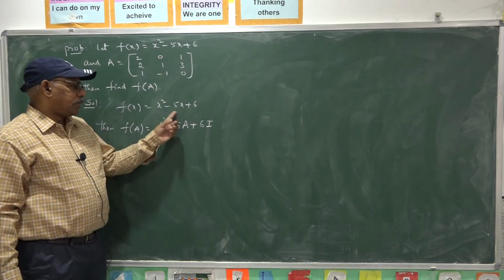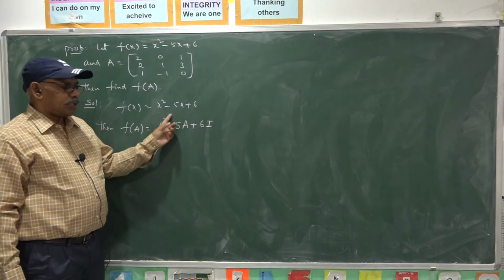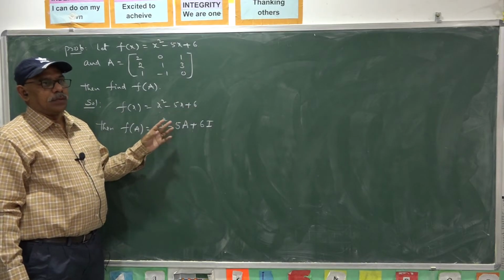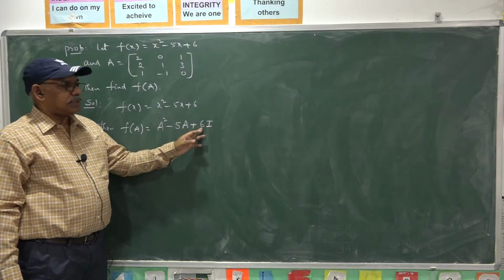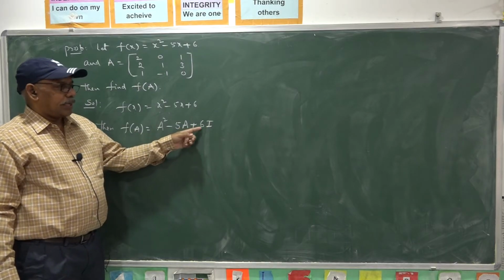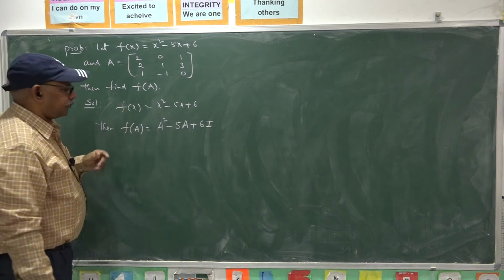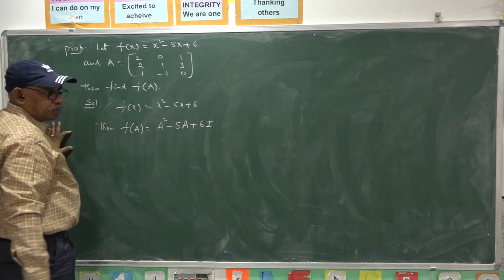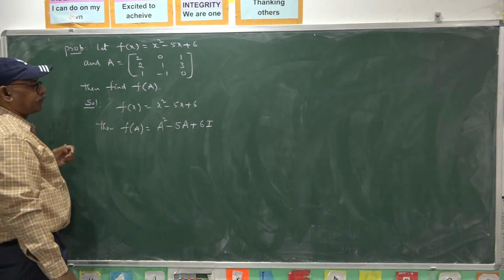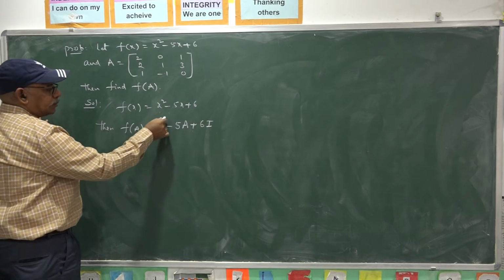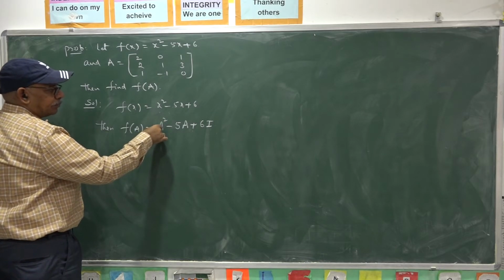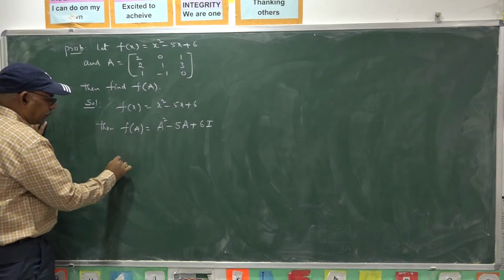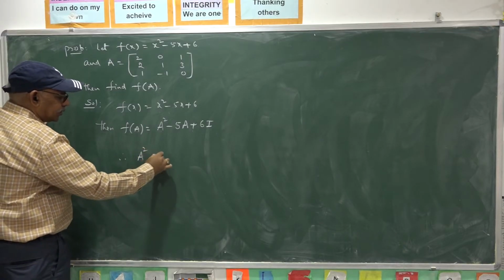Because previously I told you, since it is a matrix, you cannot add a constant to the matrix. For that, I am writing here 6 into I. By writing this, there is no change in the value. So f of A is given by A square minus 5A plus 6I, the matrix polynomial. To find this, you need A square, that means A into A, the product of A with itself, and minus 5A. Therefore, let us consider A square.